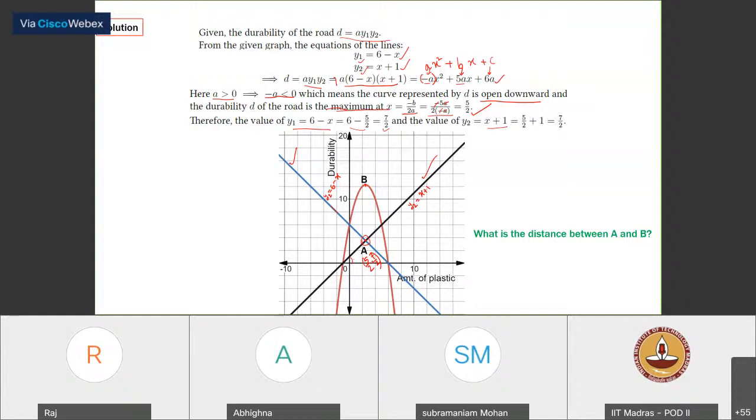Nobody is solving capital A here. There is an equation given which says B is equal to A Y1 Y2. No, sir. Small a is not related with capital A, sir. Forget capital A for a minute. As part of the question, there is a fact which is given: B, which is maximum durability, is equal to A Y1 Y2. No, that is correct, sir.